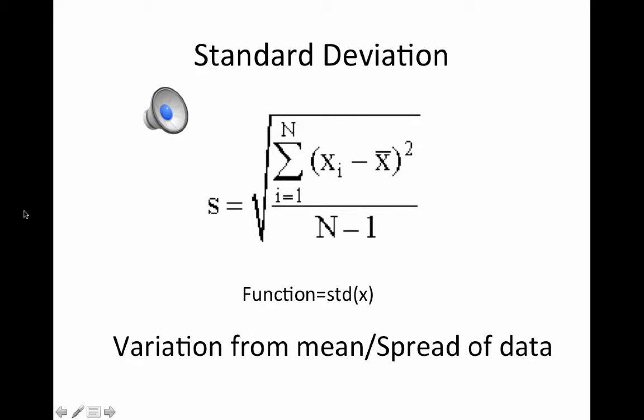The next statistical measurement is standard deviation, which measures the variation from the mean, or the spread of the data. The equation for standard deviation is 1 over n minus 1, so 1 over the element number n minus 1, all times the sum from i equals 1 to n of x of i minus the mean of x squared, and it's the square root of all of that. The function in MATLAB is std of x.